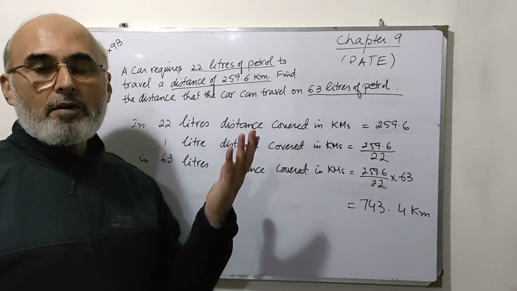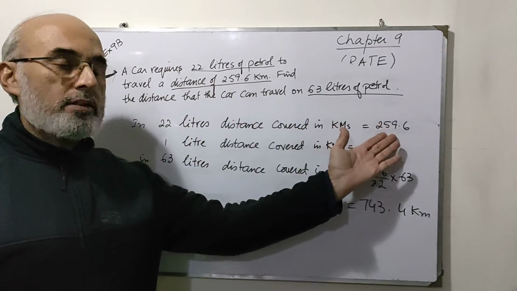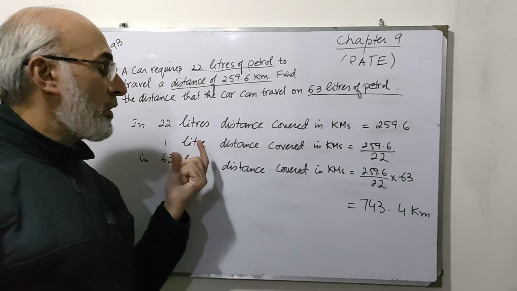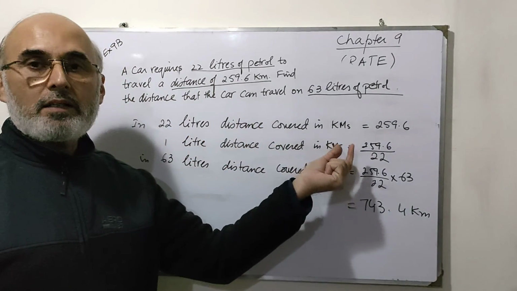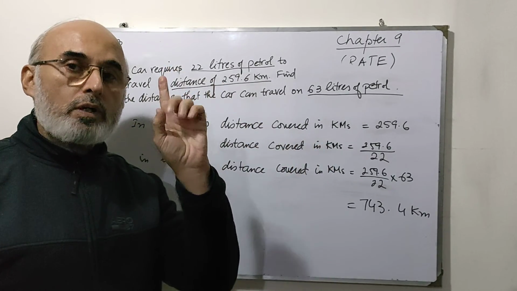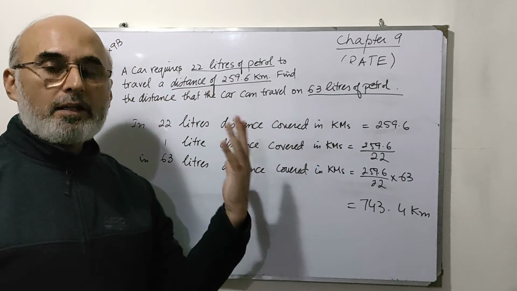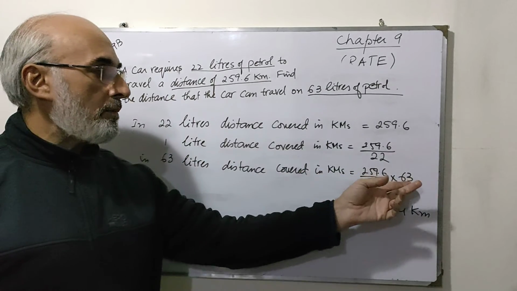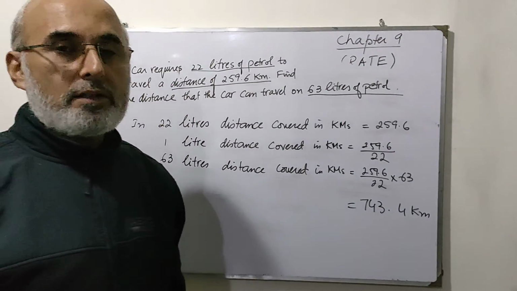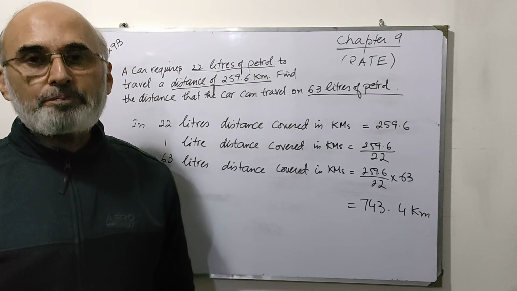First thing is we have to see what is the given thing. Like here 22 liters and the distance was this much. We use that data and then we calculated what we can do in 1 liter of petrol. Once we have the unit rate of 1, then we can calculate for any number. That is, for the 63 liters we multiplied it with 63 and we got 743.4 kilometers. Okay, so this is the basic thing about the rate.